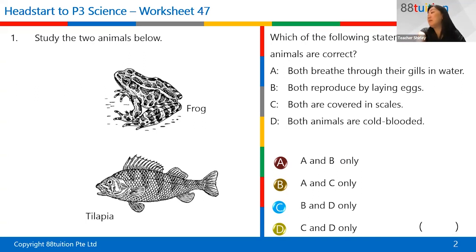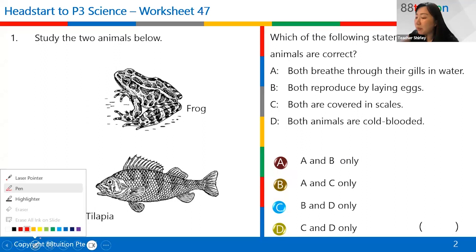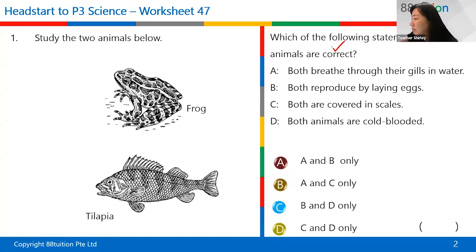Which of the following statements about the animals are correct? So we want to find, okay, we want to find the correct statement. Let's put a tick first. Okay, correct. Both breathe through gills in water.